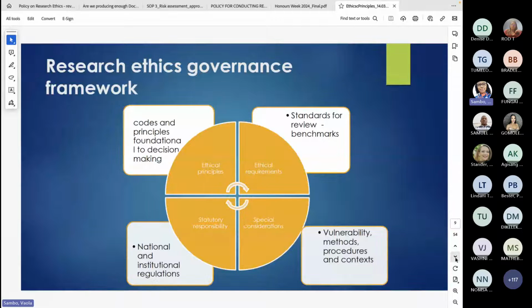So you cannot start your research at UNISA without ethics clearance. That is one of the first stipulations in our policy on research ethics. Ethics clearance cannot be granted retrospectively. Before you embark on research, you have to apply for ethics clearance.